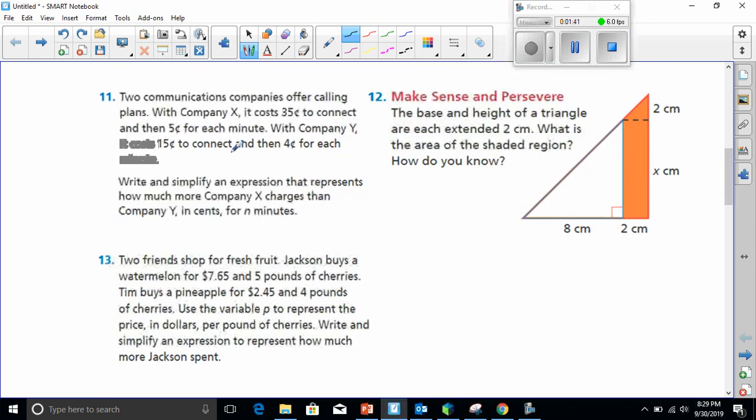Number 11 says two communication companies offer calling plans. With company X, it costs 35 cents to connect, and then 5 cents for each minute. Well, that's going to be 35 to connect. That's my constant. And then it says 5 cents for each minute. So that will be plus 5 times m, because we don't know how many minutes a person's going to stay on.